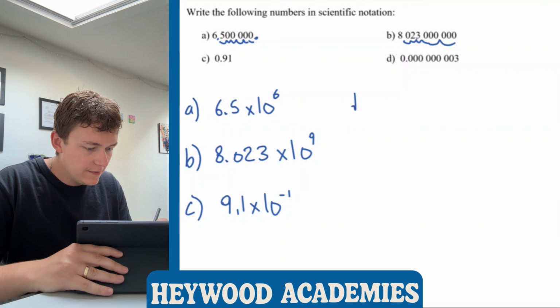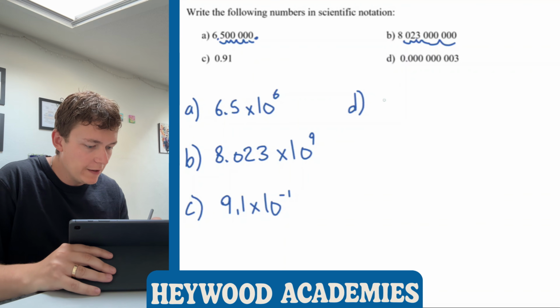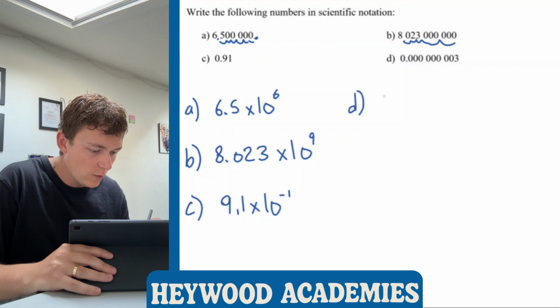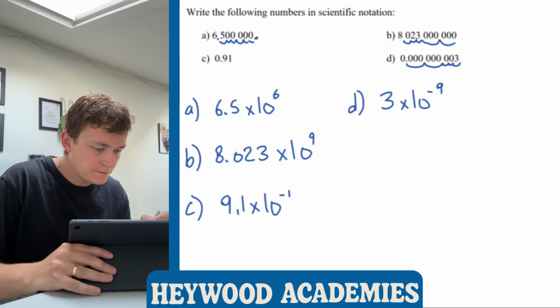Same thing for D. We've got a really tiny number here, so we've got to make this bigger. So we've got to move the decimal to the right by a whole bunch. So we've got to go 3 times 10, and then same thing here, we can count up how many spaces we're moving to the right. We've got 1, 2, 3, 4, 5, 6, 7, 8, 9. So that's going to be 3 times 10 to the -9.